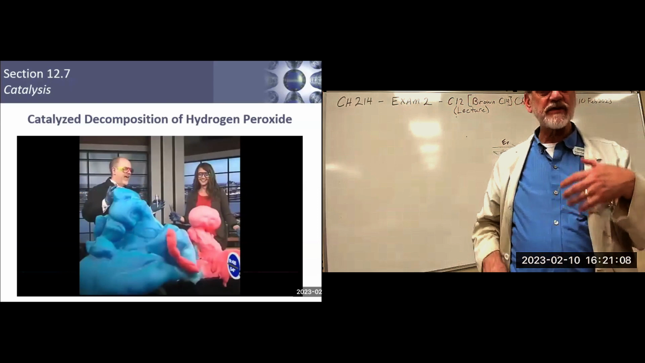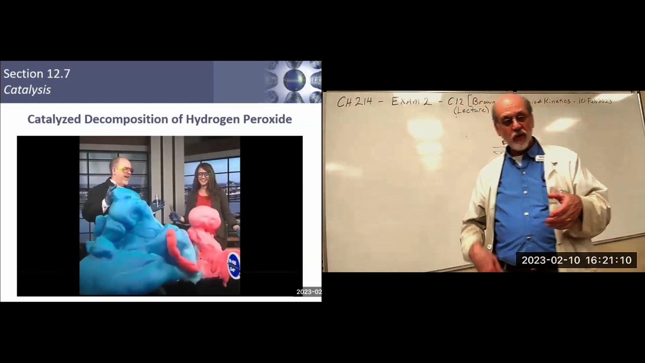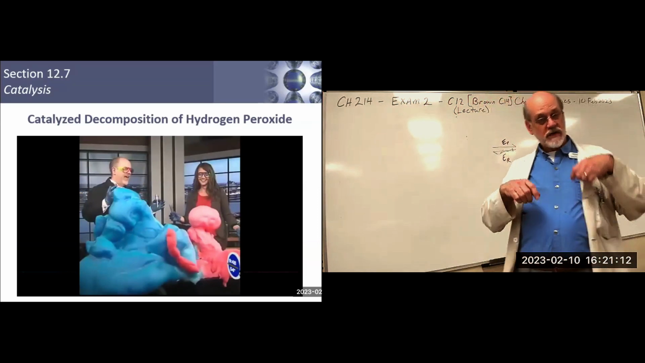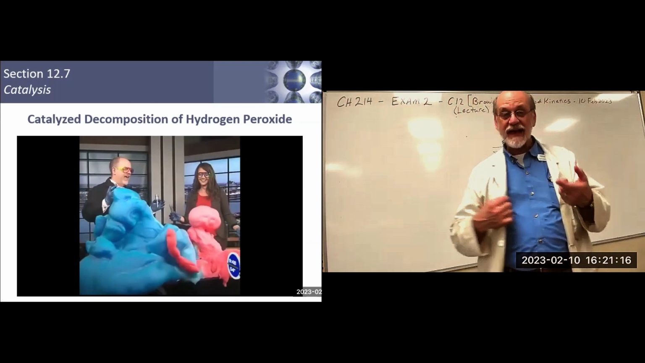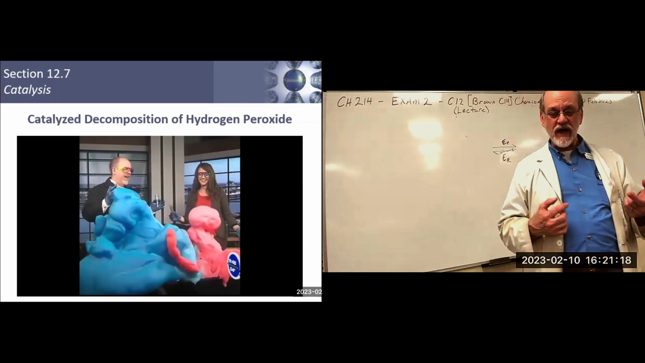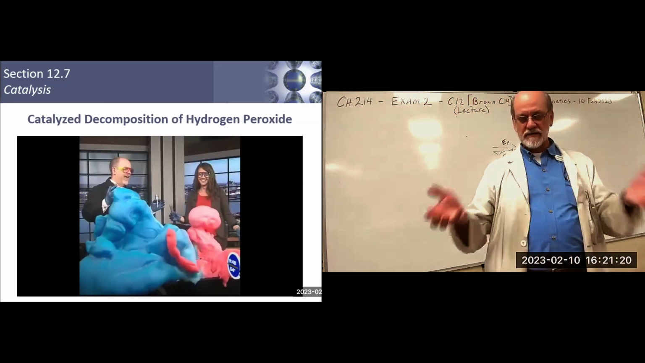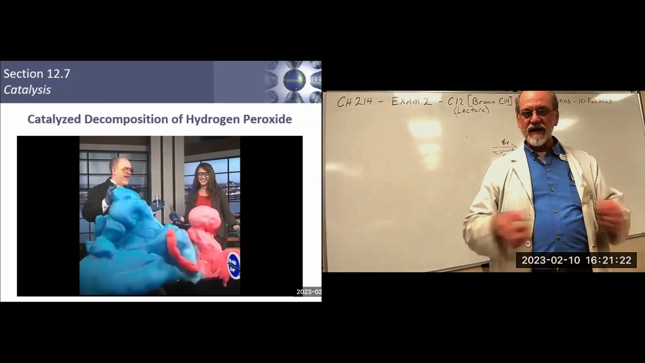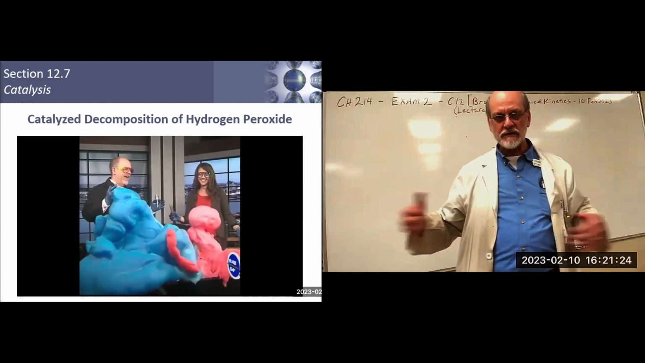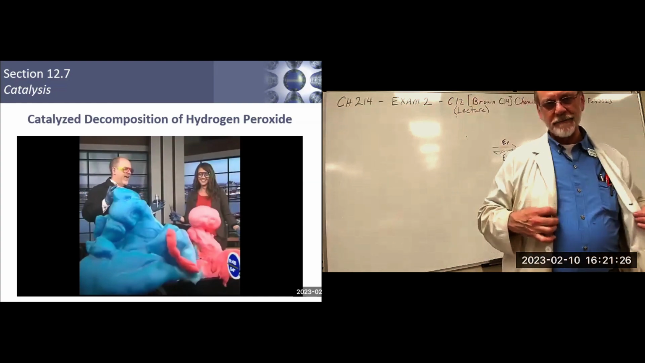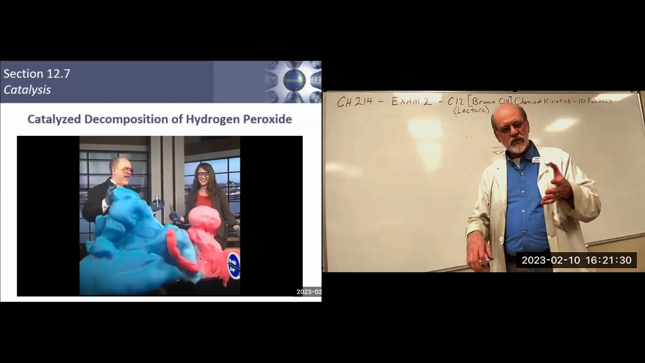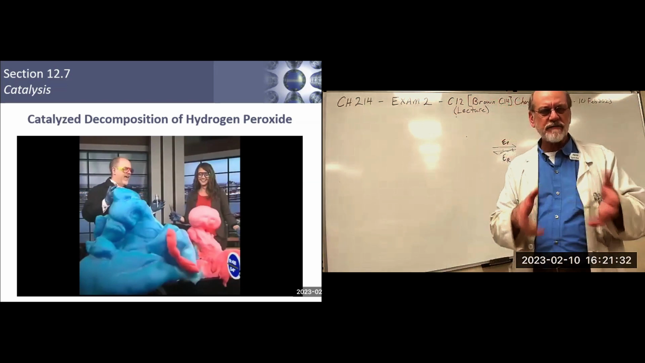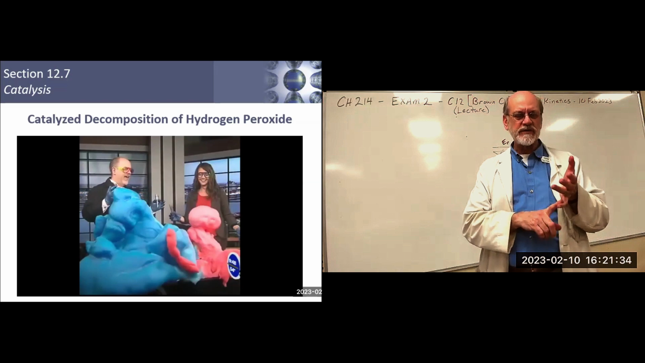So that decomposition of hydrogen peroxide, when they poured that liquid in there, which was a solution of potassium iodide, the iodine is the catalyst, and it caused the decomposition of hydrogen peroxide 1,000 times faster than it would in nature.